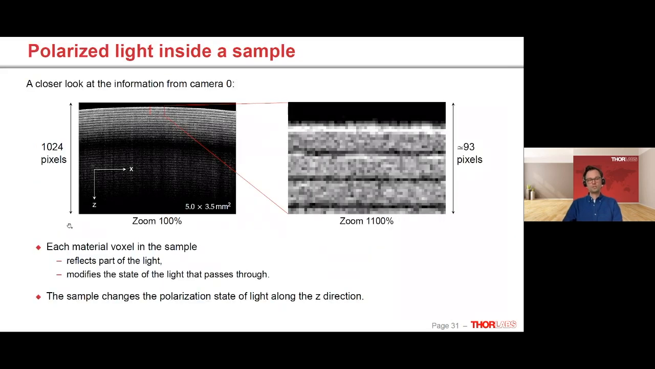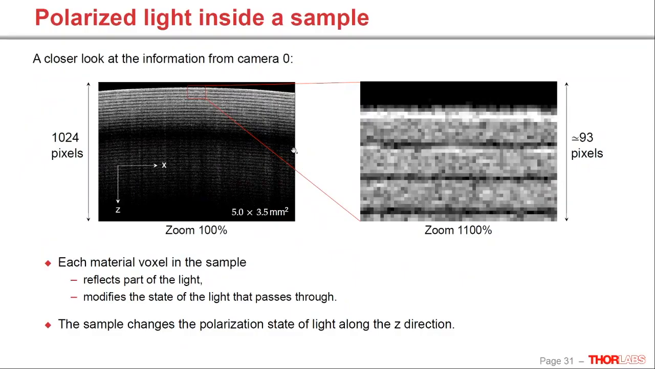So if we take a closer look at the information from camera 0, we have first reflection from the top surface, and then further down, for each voxel of the sample, the light is reflected partially, so we can actually get a signal in our OCT system. But also for each region of space the light passes through, the light is modified by the sample. And the polarization, as we expect, is also changed the deeper the light penetrates into the sample.